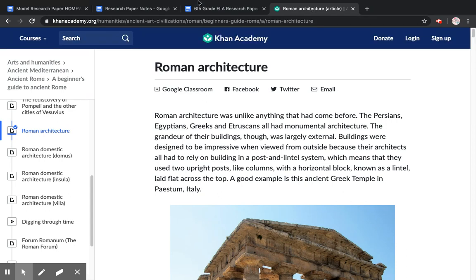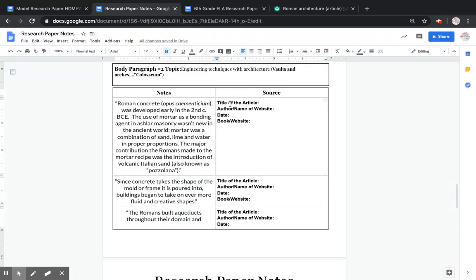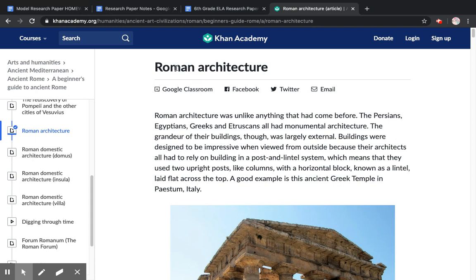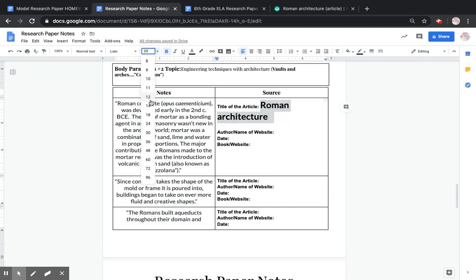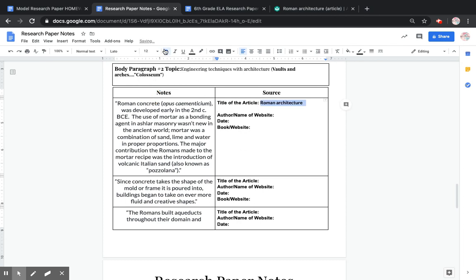So I'm going to go through each of these steps. So first one is title of the article. Well, the title is right up here. It says Roman architecture. So I'm going to highlight it, copy, go ahead and paste that in there. Now it will be big, so you're going to have to reformat it so that way it's a little smaller, so that way it fits in nicely.